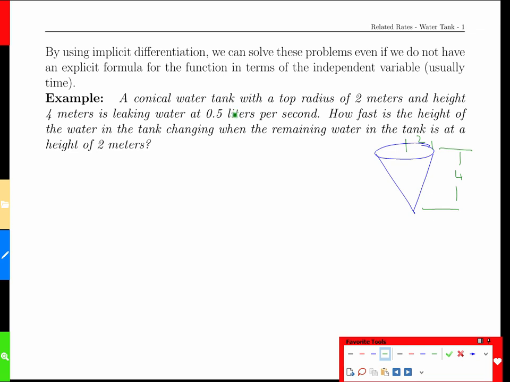And we're given how quickly the tank is leaking out in terms of a rate per second. So we'll have to think about that in a moment. What we're interested in is how fast the height of the water in the tank is changing when we're down to a half full moment.